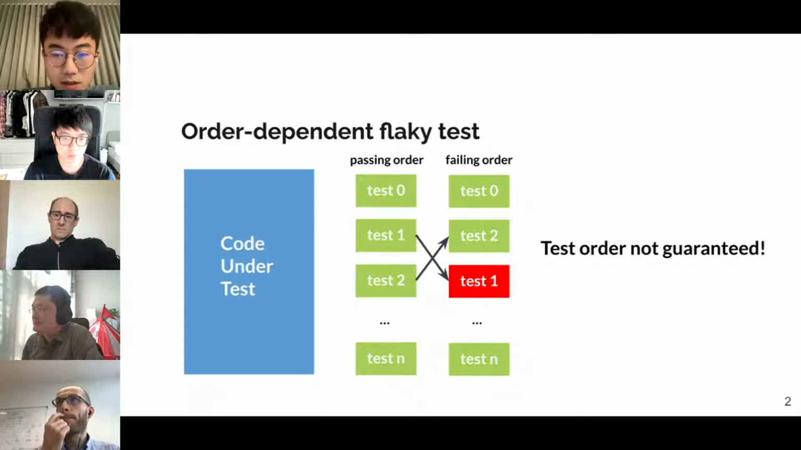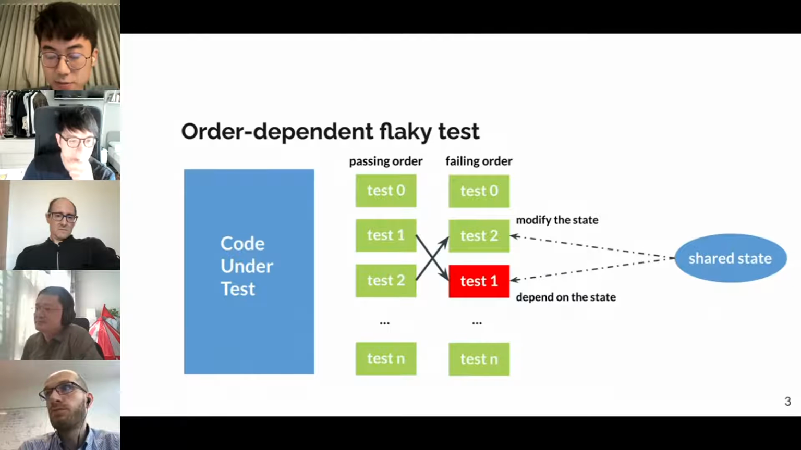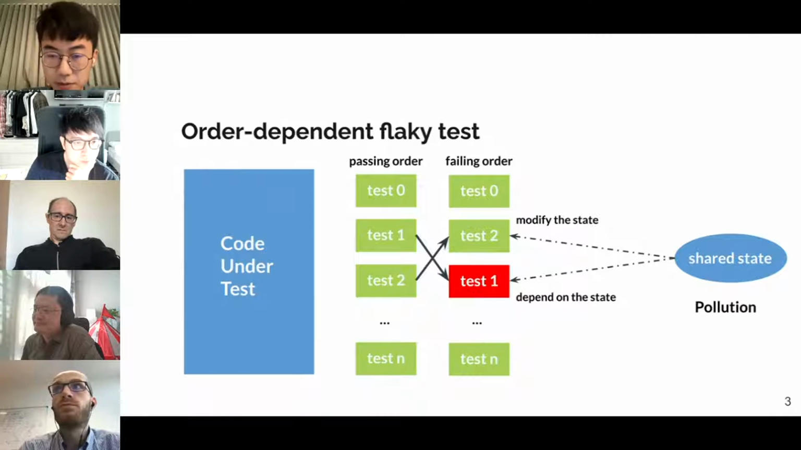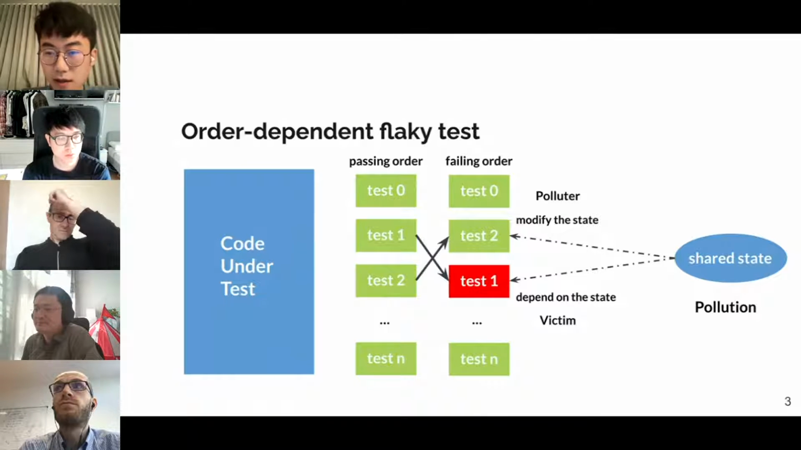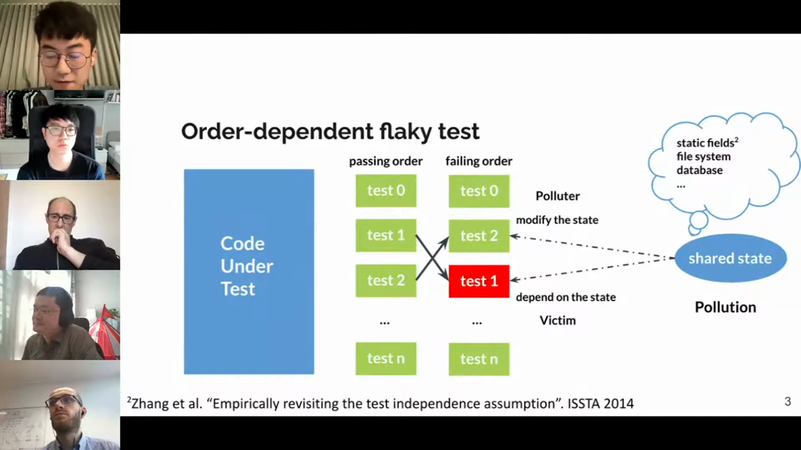And the reason test 1 fails when run after test 2 is that they have some shared state. Test 2 modifies part of the state that test 1 depends on to pass. We refer to the shared state as the pollution. Test 2 is the polluter and test 1 is the victim. Types of shared state include static fields, file system, and database. And in Java code, static fields are found to be the most common type of shared state. Thus, we focus on static fields in our work.